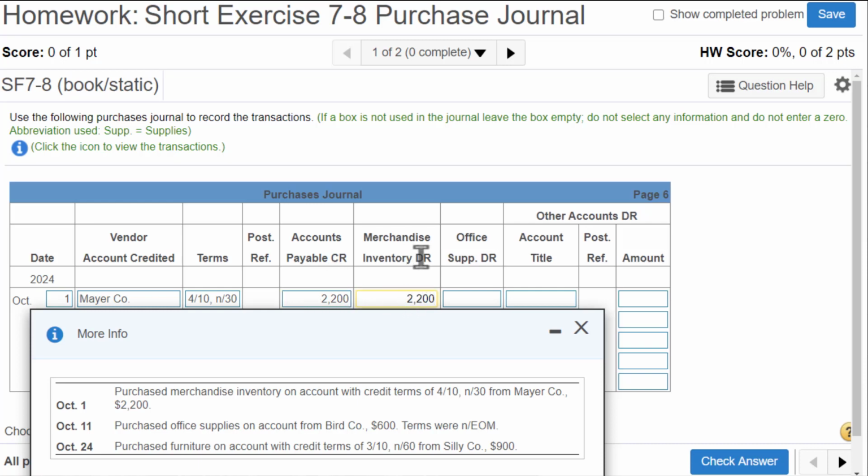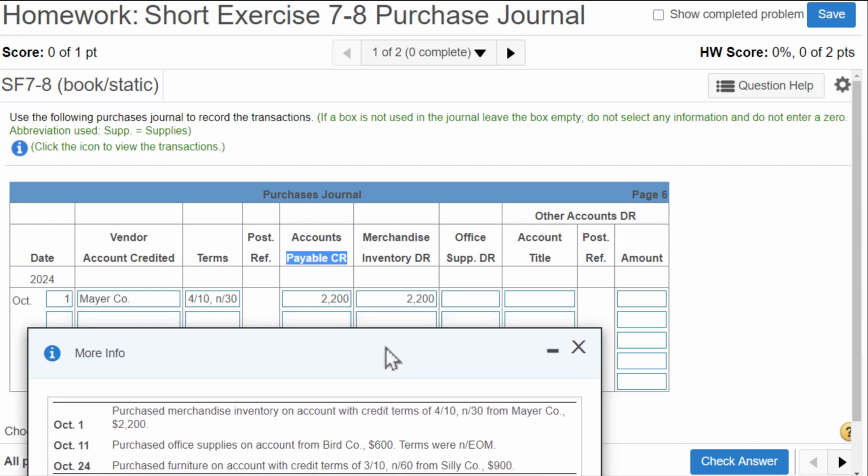Now notice the debits and the credits are reversed on here. That's because this is a purchases journal, everything in here is being bought on account. That means AP is always going to be credited. Therefore, they put this commonly used account first and then the less commonly used accounts over on the right side. So that looks good. Now we can move on to the next row.